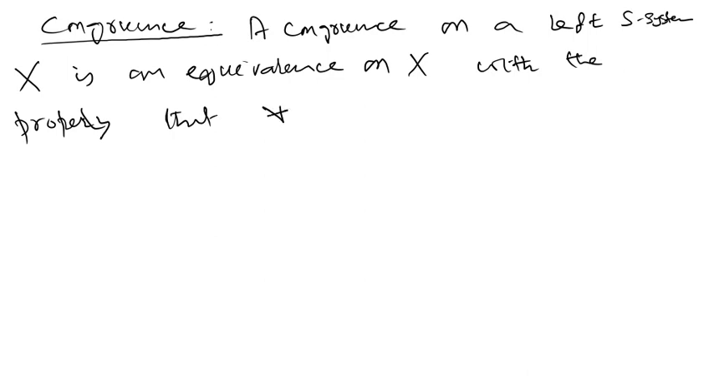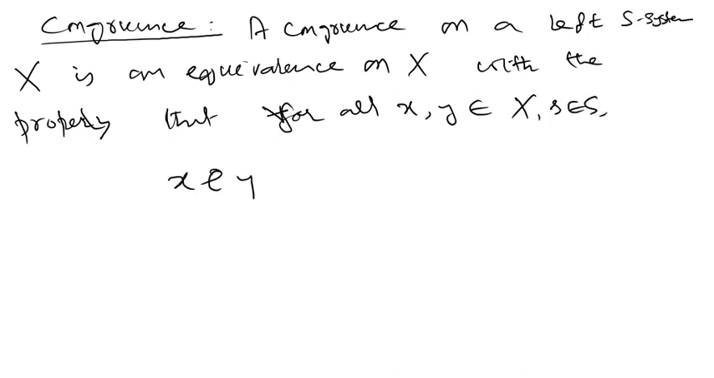for all x, y in X and s in S, if x is rho related to y, then this should imply sx should be rho related to sy. This is sx, left side.